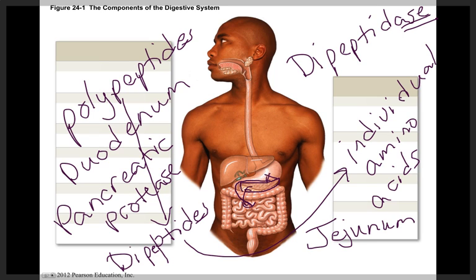Okay, so the second part of the small intestine is the jejunum. That's where everything so far has been absorbed. And they're going to get absorbed into the blood. And we know that all blood leaving the small intestine is going to go to the liver. That's the end of digestion and absorption of carbohydrates, lipids, and proteins.